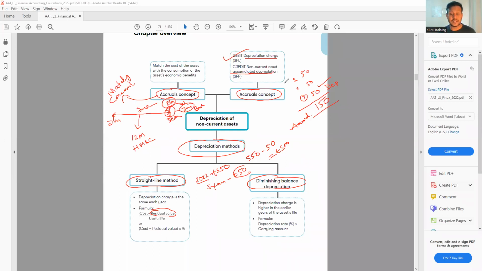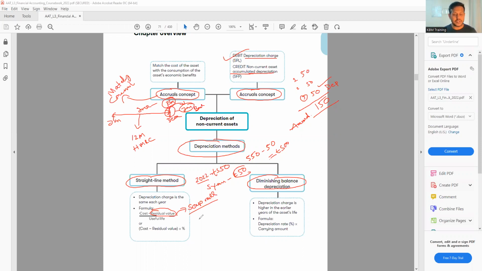So it's very important to understand. For that reason, this residual value is basically the value after the useful life, or after you have completely used the asset, how much you can sell it for. This is called residual value. Residual value is sometimes called scrap value.